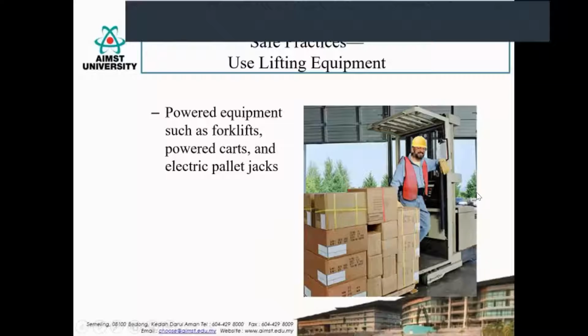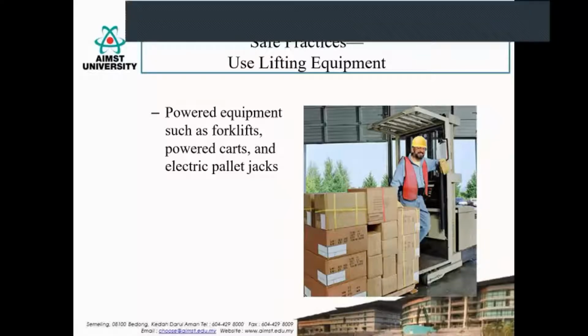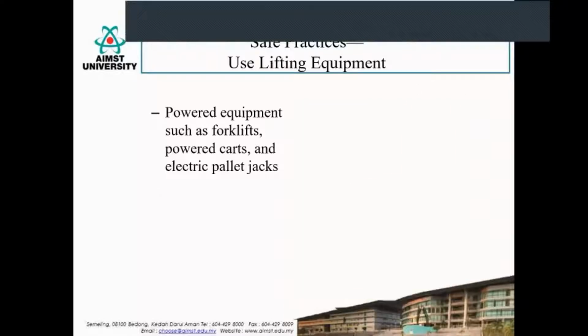You could have seen all these things in Tesco, especially in the bigger Tesco. If you see, there will be some orange-colored equipment just moving around. It has the forklift along with it, and the person will be able to attach to the forklift and move like a car to wherever needed. Okay, so this is a forklift.